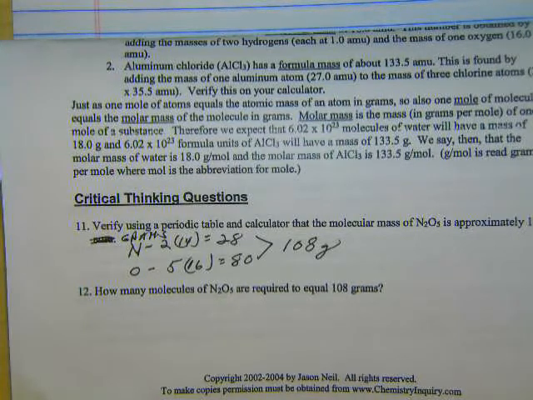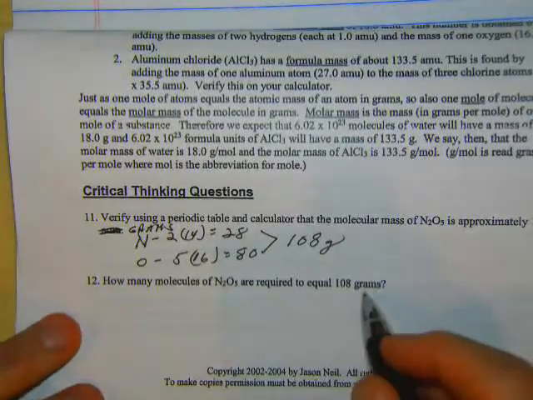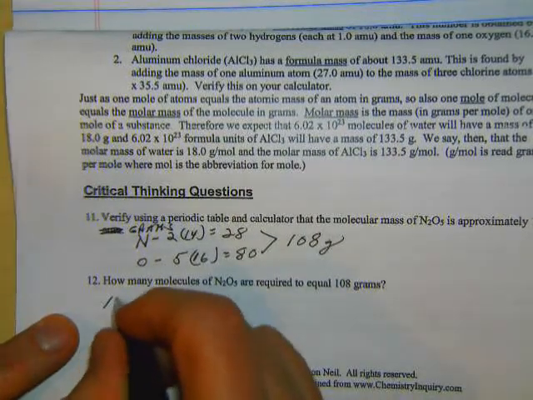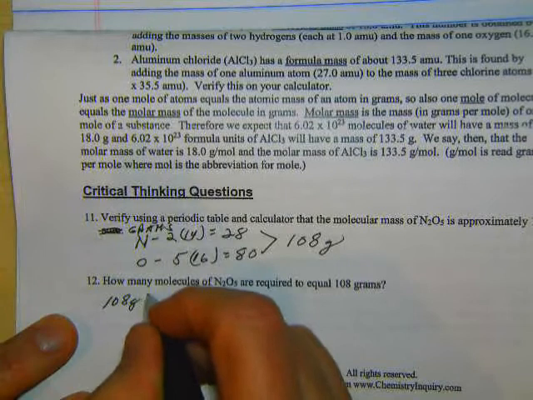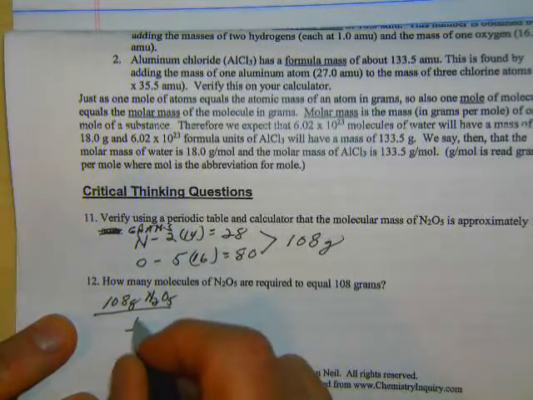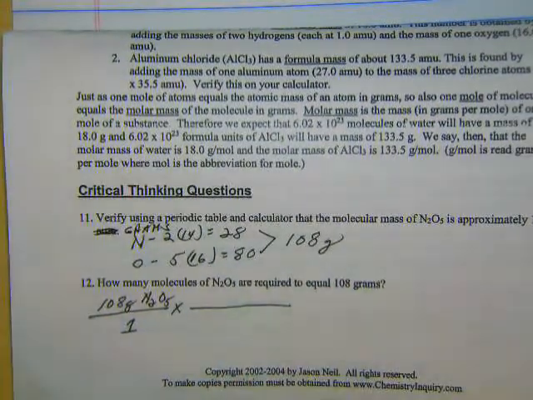The next problem says, how many molecules of dinitrogen pentoxide are required to equal 108 grams? Alright, so we're going to use the factor label method here. So we want to get from 108 grams to molecules. So let's start with what we got: 108 grams of N2O5. I always like to put that over 1. One thing you should always do when you have something in grams, always convert to moles. That's a pretty good rule of thumb for everything here.